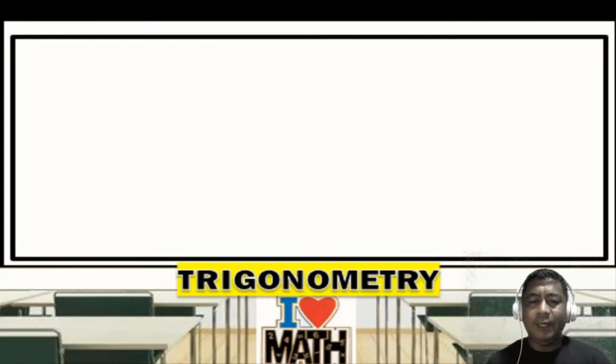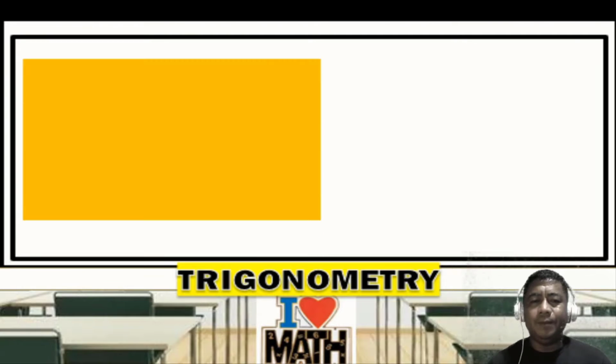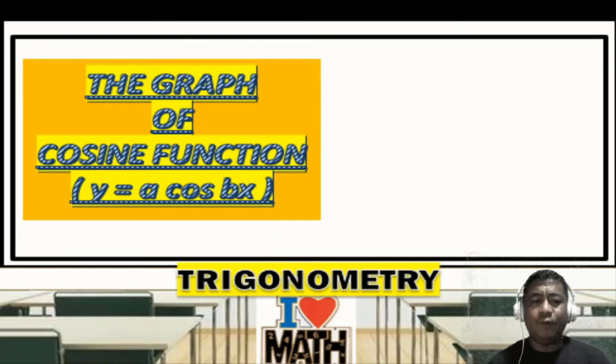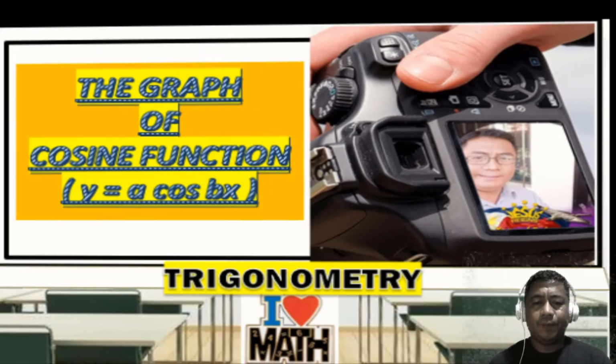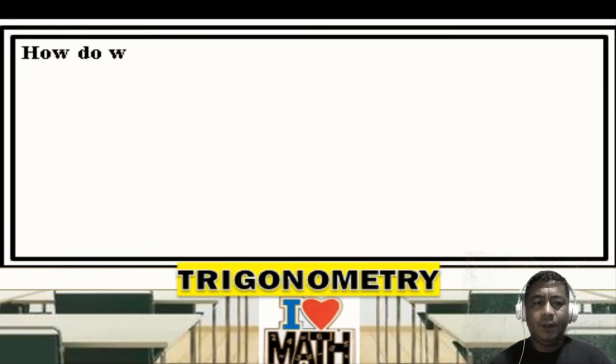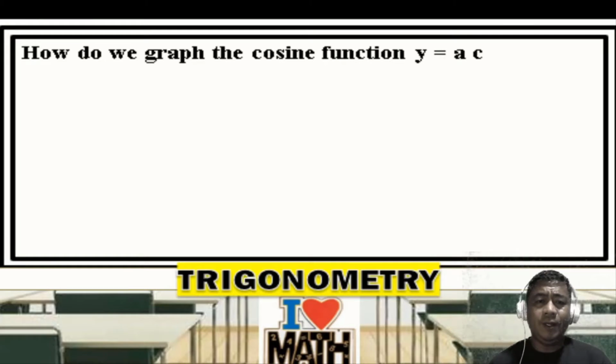The topic I will be discussing for today's tutorial is all about the graph of the cosine function y equals a cosine bx. How do we graph the cosine function y equals a cosine bx?